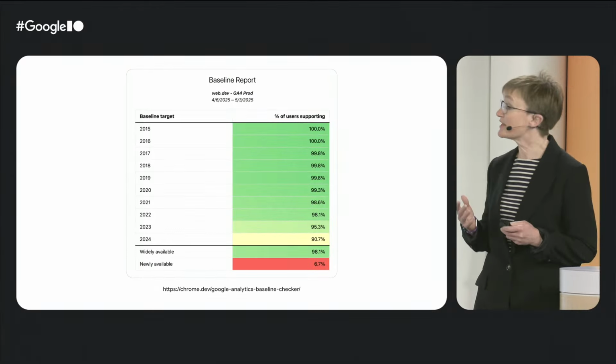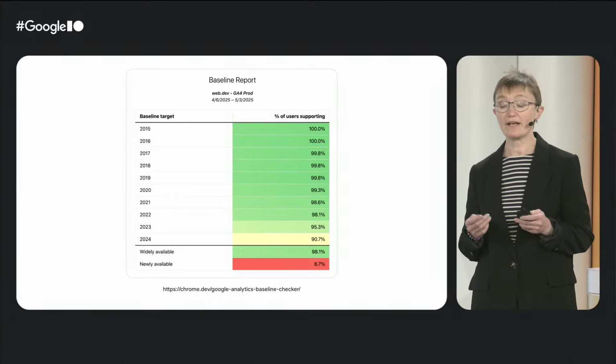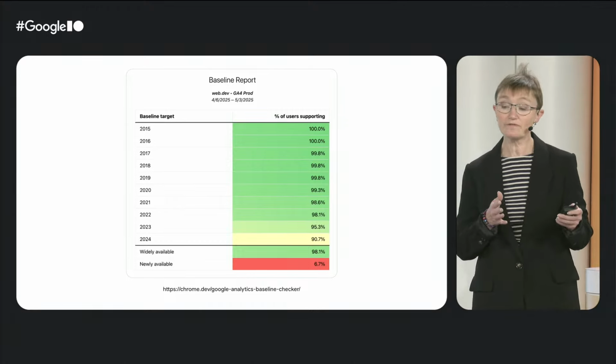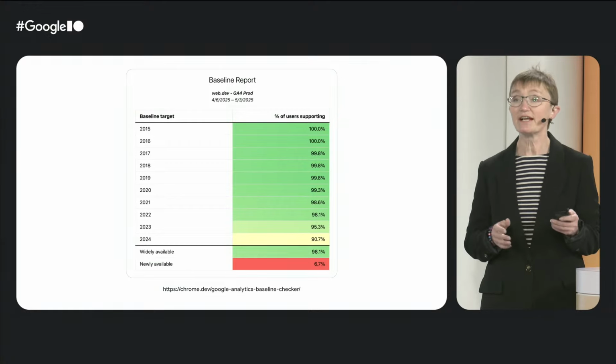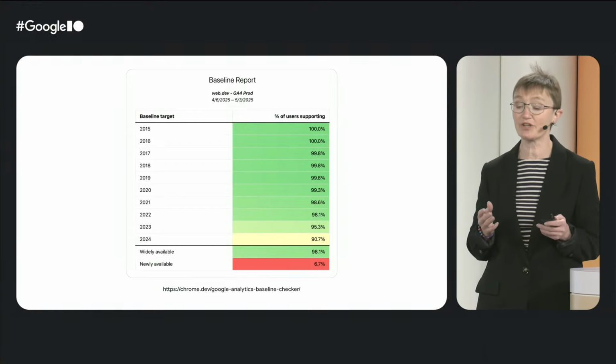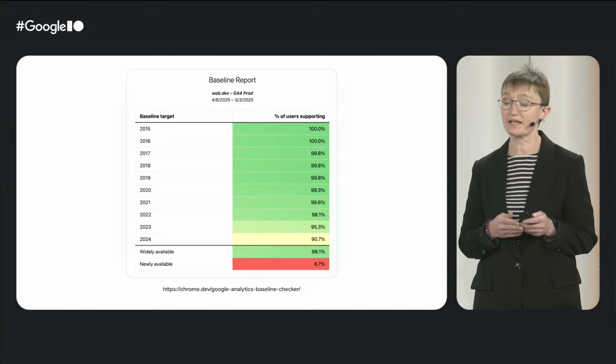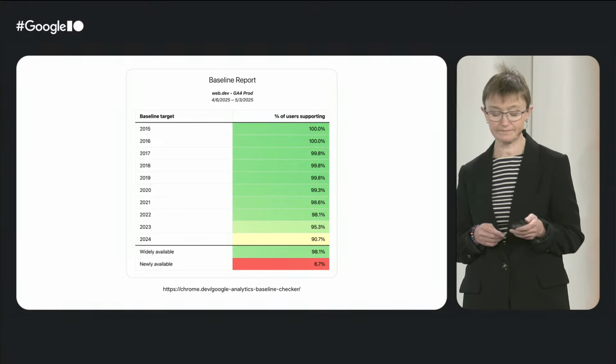Now this is showing the results for web.dev. It shows slightly lower support for baseline 2022 features and slightly higher for baseline 2023 than the Rum Archive worldwide data, but it's in around the same region.